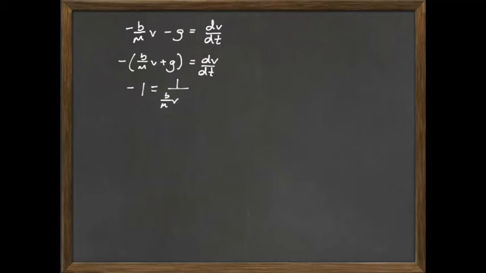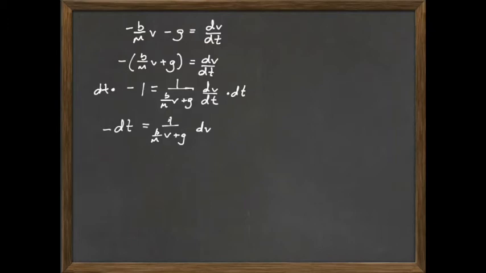So we got b over m v plus g times dv over dt. So we've moved the v over to one side. Now we have to move everything with t, so in this case, that's dt, to both sides. Once we do that, we've got negative dt equals 1 over (b over m v plus g) times the derivative of the velocity. So now we've got everything separated, because b, m, and g are all constants, so it really doesn't matter where they are, but they're attached to the v. They have to move with it.